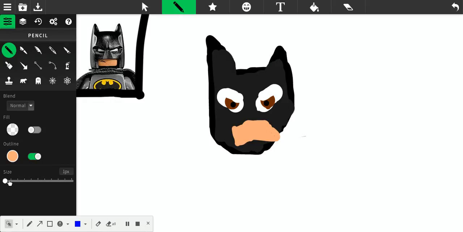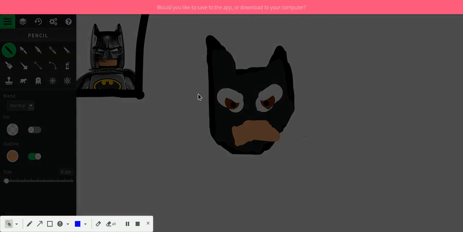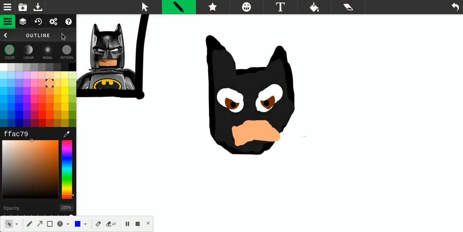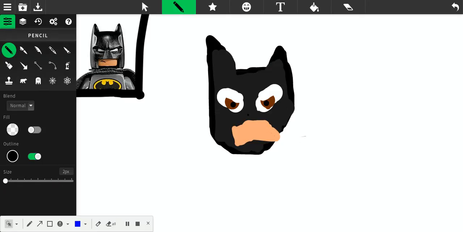Have you guys seen the Lego Batman movie? I nearly changed tabs. Okay. That's not bad. I'm not going to make the nose.